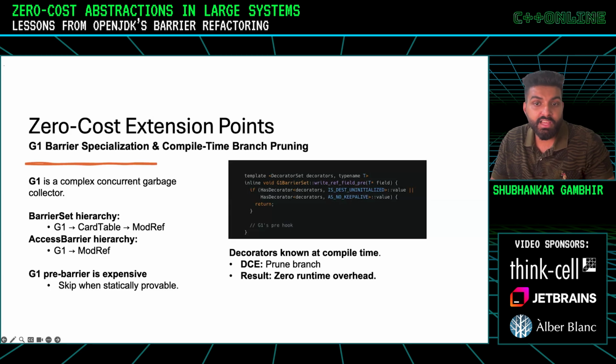But if we are initializing a brand new object, that is, the old pointer is just garbage memory, tracking it is just a waste of time. If we look at G1's implementation of write_field_pre, it checks a decorator bitmask: has_decorator IS_DEST_UNINITIALIZED. Remember that because the decorators are std::integral_constant, this is evaluated entirely at compile time.